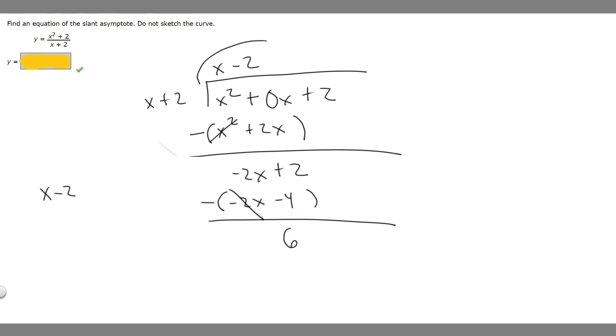So in this case, we just have x minus 2. So the answer to this problem is just going to be x minus 2. We don't include the remainder.